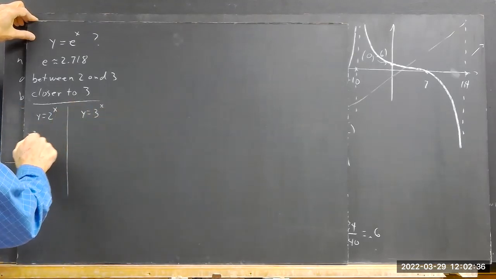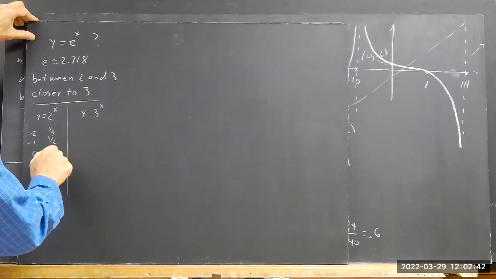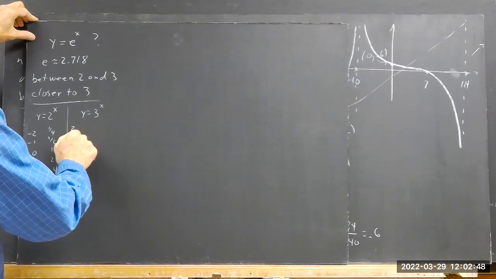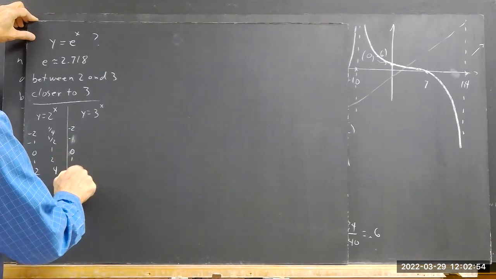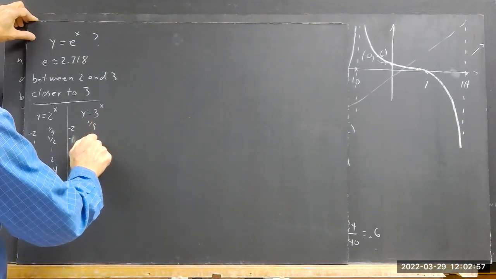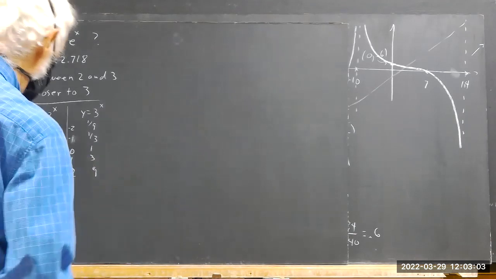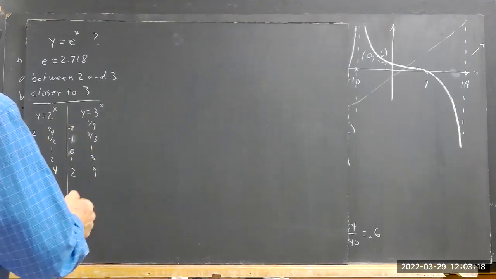Now, if we make a table for y equals 2 to the x, we get 1/4, 1/2, 1, 2, and 4. If we did 3 to the x, we would get 1/9, 1/3, 1, 3, and 9. Now, you understand what I'm doing here. I'm not making the table, labeling everything, but we're very familiar with these tables. So it's pretty easy to construct a graph of 2 to the x and a graph of 3 to the x. So let's do that.